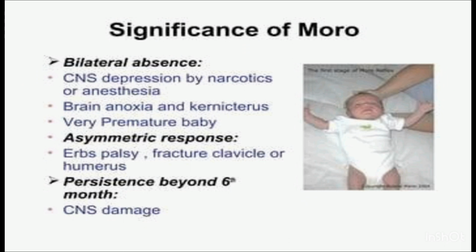Significance of Moro's reflex: bilateral absence suggests CNS depression by narcotic or anesthesia, brain anoxia, kernicterus, or a very premature baby. Asymmetric response suggests palsy, or fracture of the clavicle or humerus. Persistence beyond 6 months suggests CNS damage.